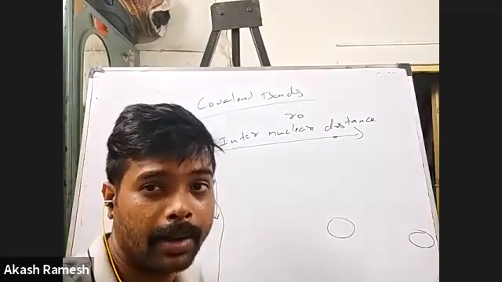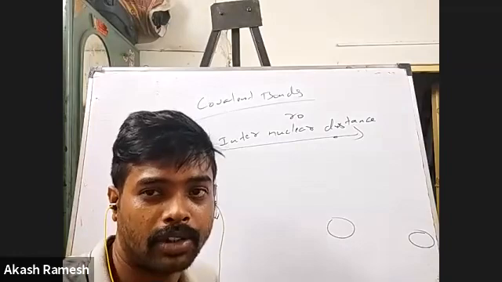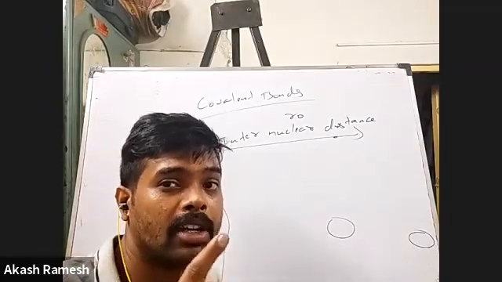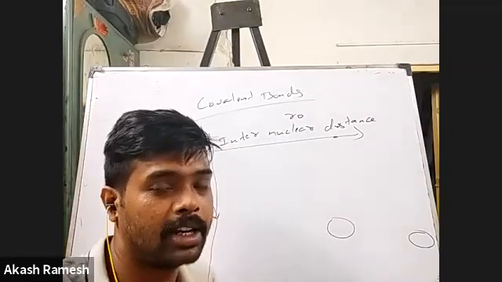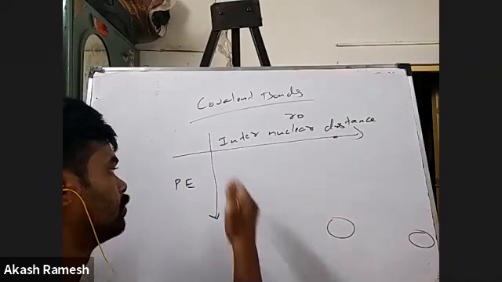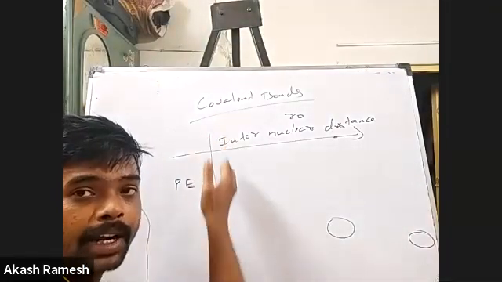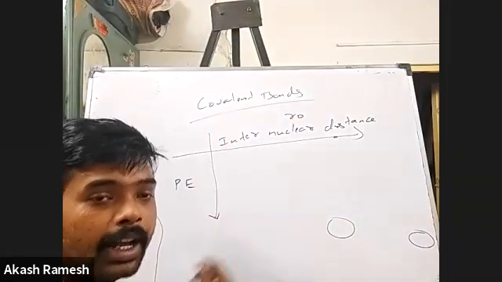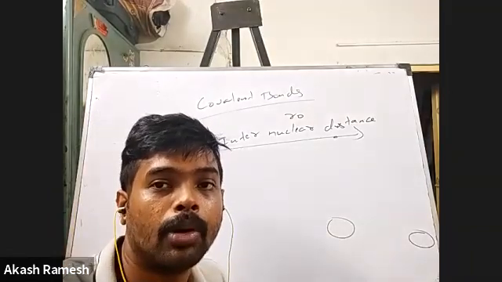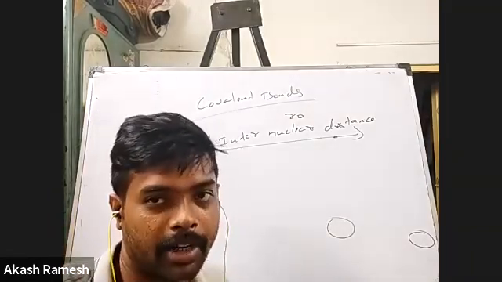Now what is going to happen? Since the attractive force keeps on increasing as they become closer and closer, the energy is going to decrease. You can see that this potential energy I'm putting into the negative y-axis. So I would say the atoms are going to become more and more stable. That's what I'm trying to say.